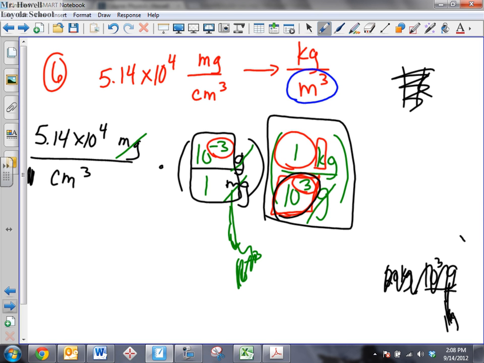Now, we're not done though, guys. This was the easy part, believe it or not. Now we gotta do the cubic part. Okay, we still have to do the cubic part. So currently we got rid of milligram, we got rid of gram, and we're currently in kilogram, which is what we want. But now we need to go from centimeters cubed to meters cubed.